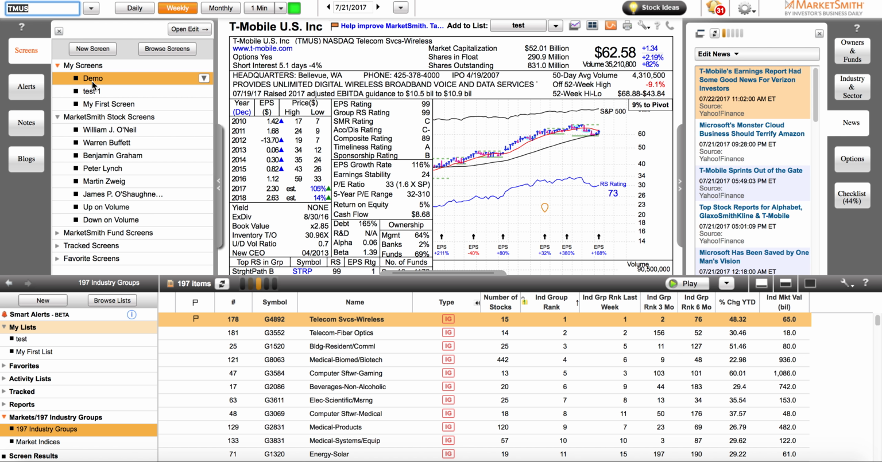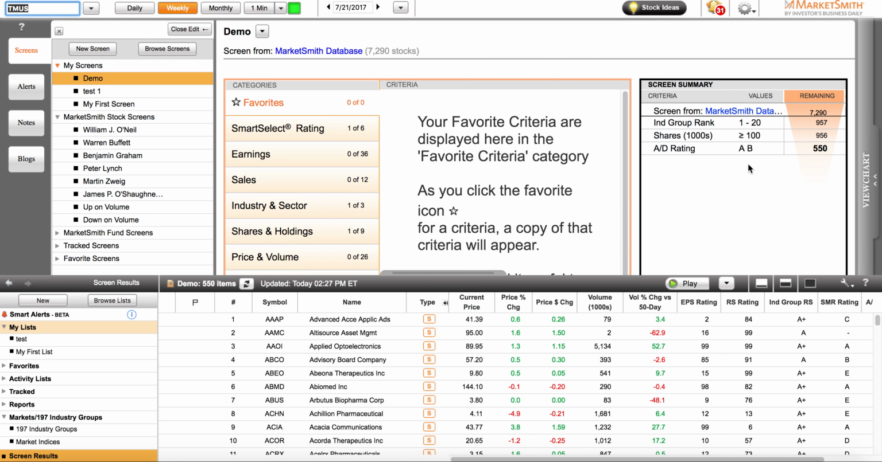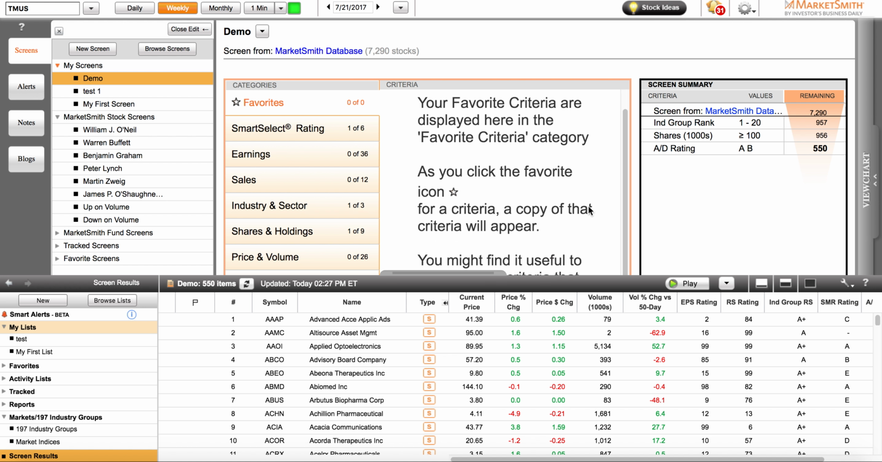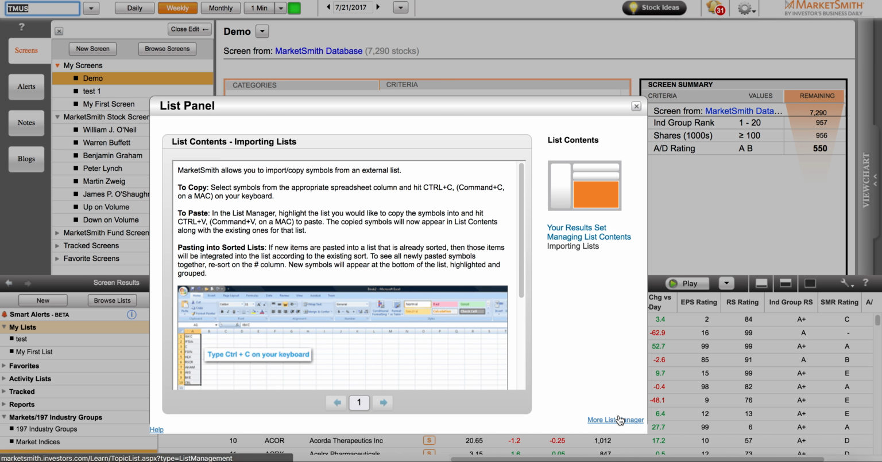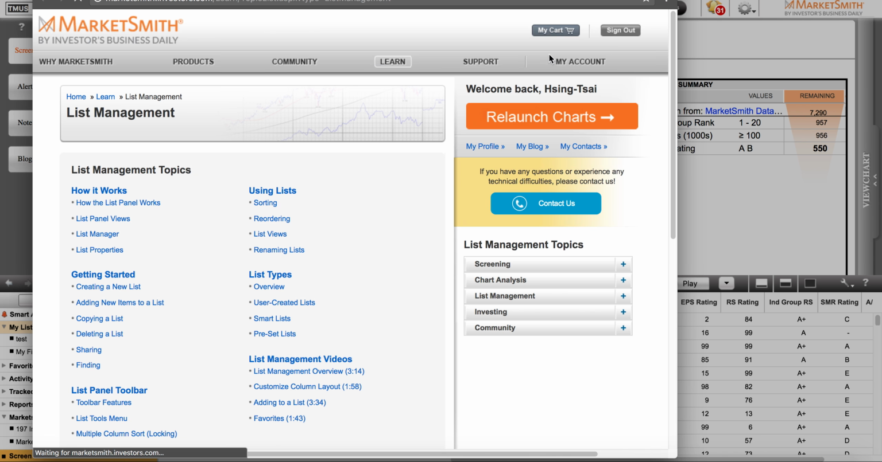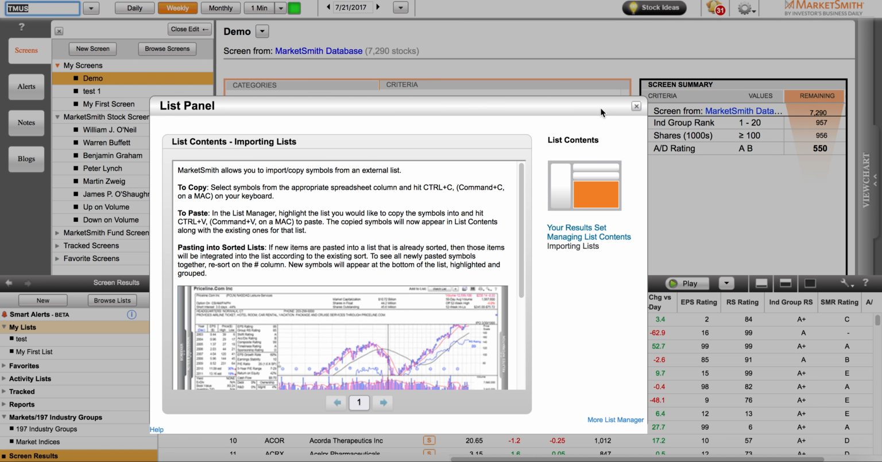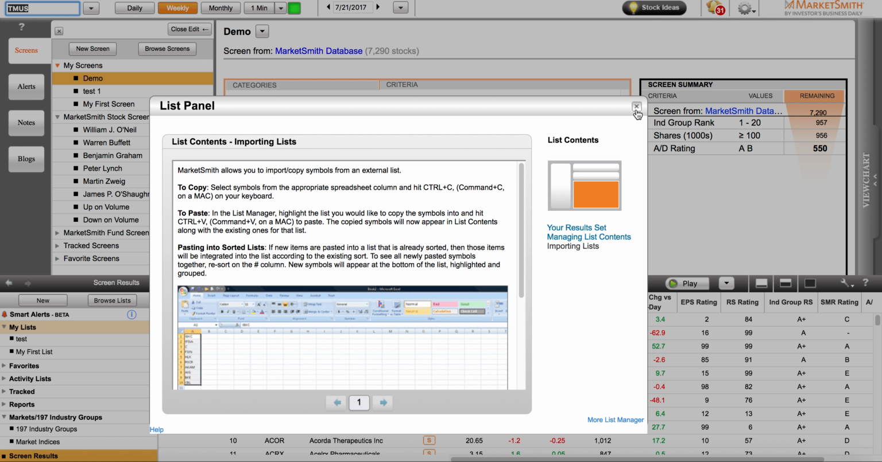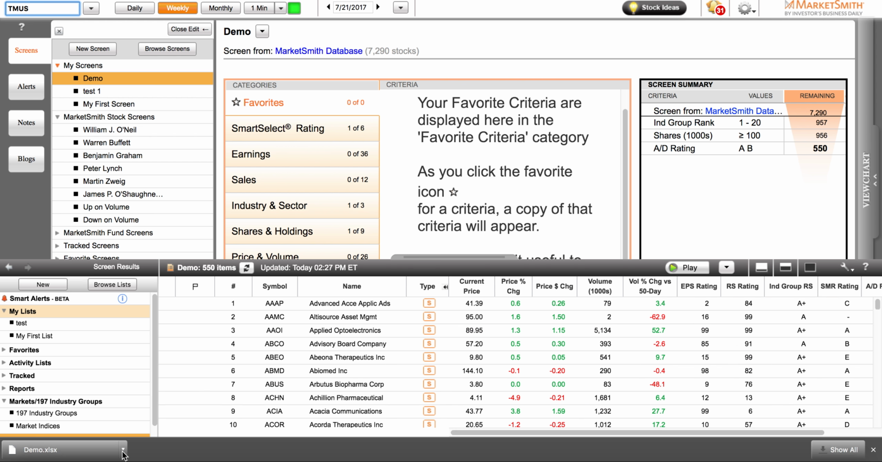Let's go back, do a demo, open edit. So we have the 550 stocks, right? If you want to save it, you just go over here, importing list, and so on. You don't need to worry about this. List management. Let's close this stuff. You don't need all this. So you can do export in Excel. So there you go. Boom.